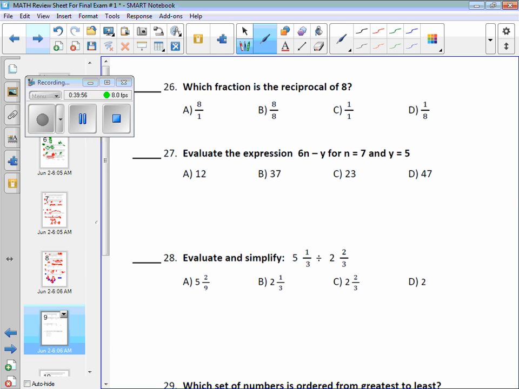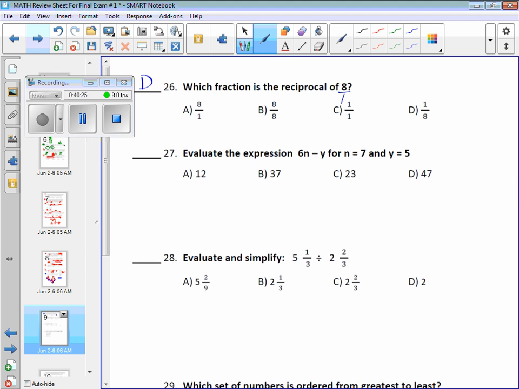Reciprocal of 8, the one that I think is going to be an easy 2 points, but oftentimes it's not. James, what'd you get? What letter? D, 1/8. That is correct. Because 8 is 8 over 1 as is, and then reciprocal just means flip it upside down. So D.